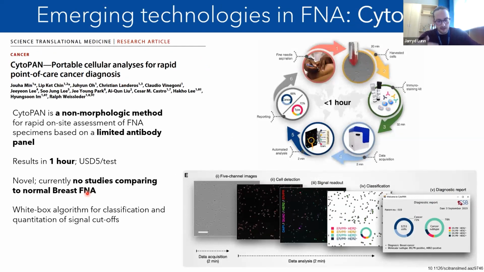Lastly, there are many emerging technologies that are coming out which on FNA specimens use various analytes, DNA, mRNA, proteins. But this was one of the most interesting that I came across. And it's a technology called Cytopan, which is a portable cellular analytic technique for rapid point-of-care diagnostics. It's a non-morphologic method using a limited antibody panel that in under an hour can screen breast FNAs. It's novel. There are currently no studies which have compared it to normal breast FNA. And it uses this white box algorithm for classifications.